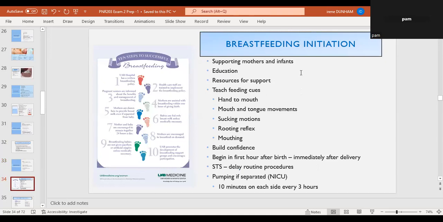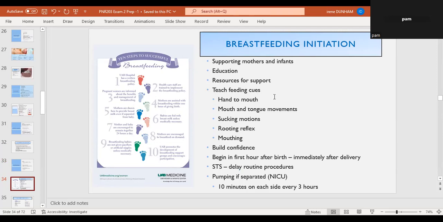Moms need a lot of support to initiate breastfeeding. In the hospital, we have lactation consultants, who are great. They are the experts, and it's a great certification. They will help tremendously when you have someone who just has a tough time. These are your resources. And then these are teach feeding cues. These are what we're going to teach mom.